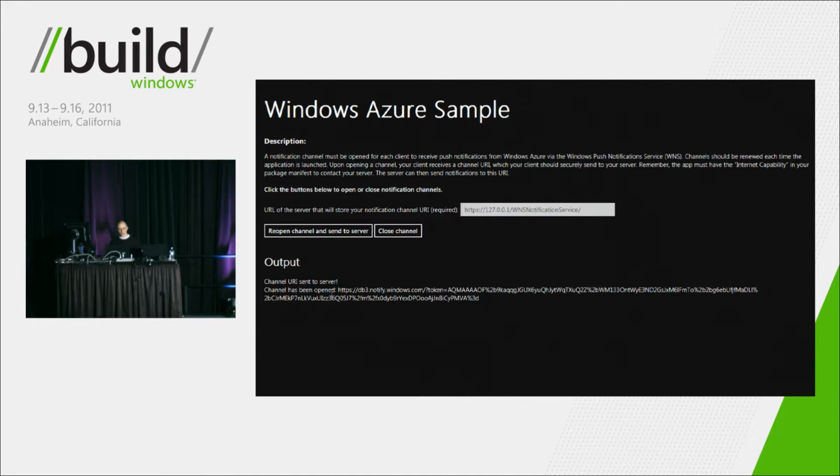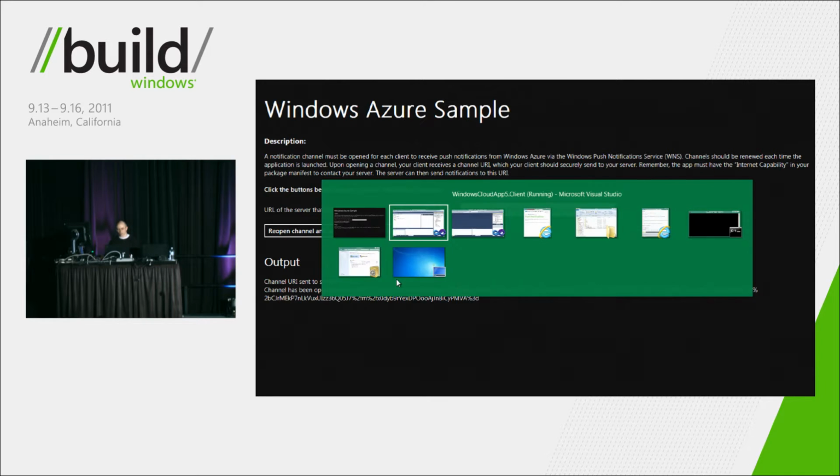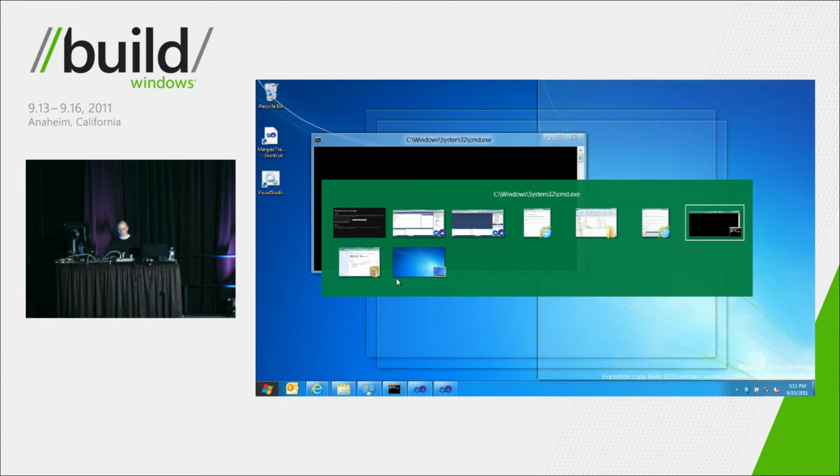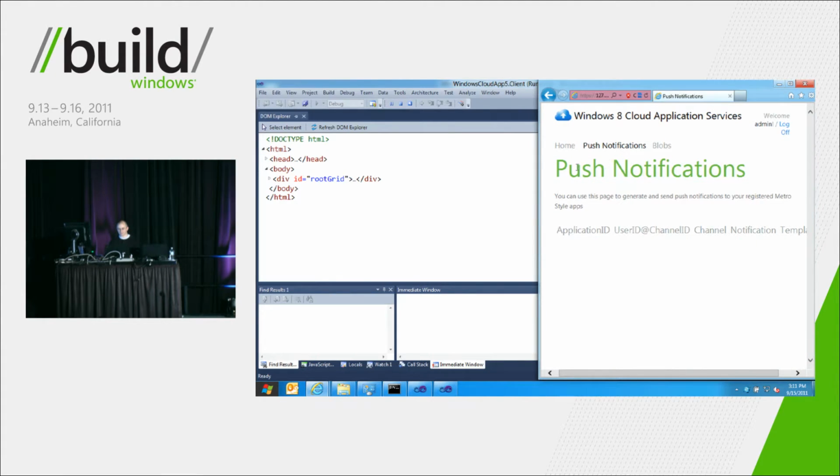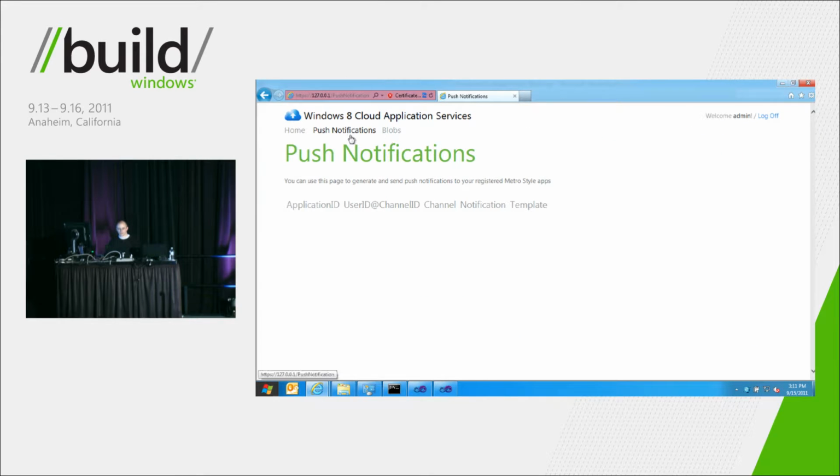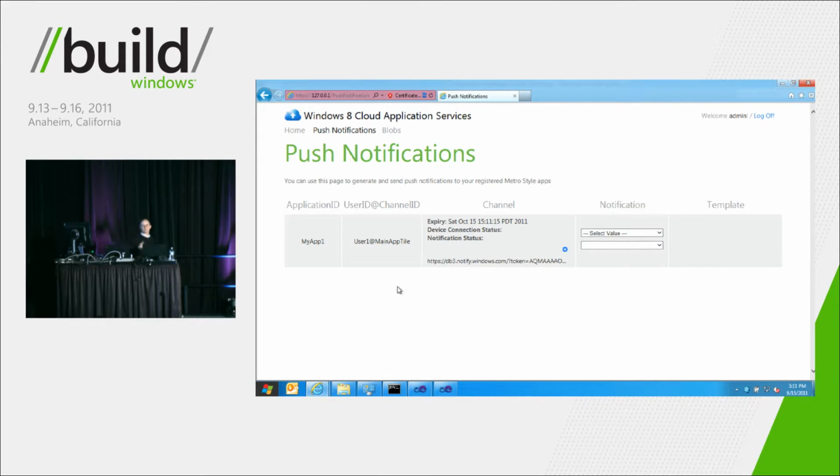And so the channel's been opened. Here's the channel URI, and we've sent it to the server. So if I flip back now to, let's see, where did it go? To this guy. Let's refresh this page, and now you can see that my application has a channel that exists for this user, in this case, user 1.